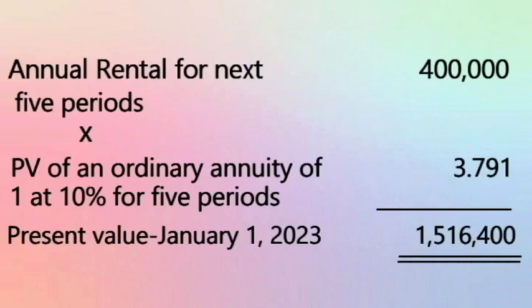So, next step is i-compute natin yung PV as of January 1, 2023. So, para ma-compute to, gagamitin natin yung 400,000 na applicable for the next 5 years. So, bakit sa 400,000? So, kagaya din siya ng explanation doon sa extension option. Multiplied by the present value of an ordinary annuity of 1 at 10% for 5 periods, which is 3.791. So, it is equal to the present value of January 1, 2023, which is equal to 1,516,400.